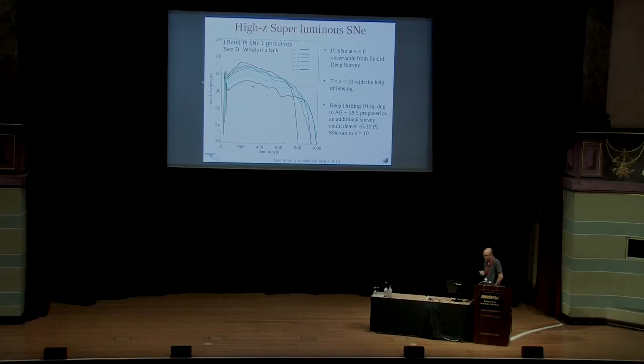So these supernovae are unlikely to be detectable from the deep survey, but if there is, at the end of the Euclid mission, an additional deep drilling survey, which is a possibility, this survey would go down to AB 28.5, and it would be able to detect 5 to 10 pair instability supernovae out to redshift of 10.